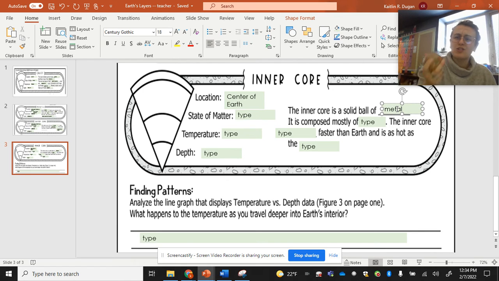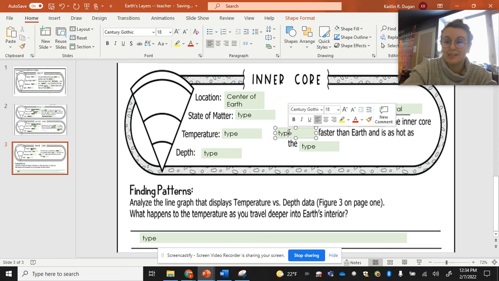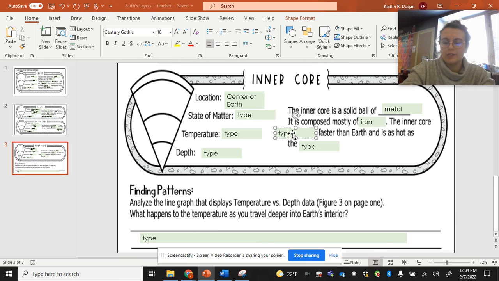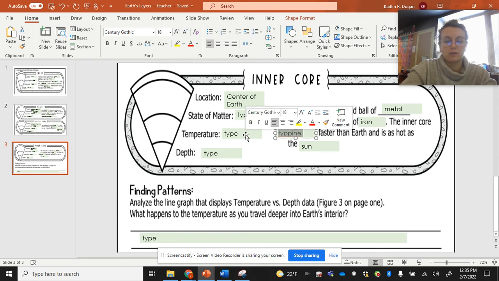All right. It's super heavy, it's super dense, and it is also very important. It's comprised of mostly iron, and it actually spins faster than Earth itself. So it's like a top. It's spinning, it's spinning, it's spinning, and it causes the rest of the Earth to spin too. So it spins faster than the Earth, and it is as hot as the surface of the sun. That's pretty hot.